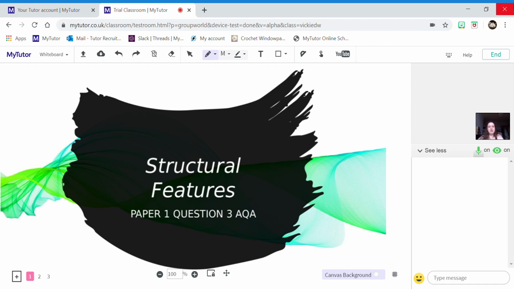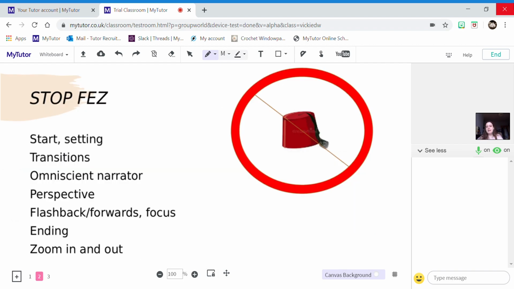Hello, so today I'm going to be talking you through structural features. So this is paper 1 question 3 and I'm going to just be looking at terminology today. So this is my acrostic that I use. It's a little bit rubbish, but it's the best that I could manage with the letters that I had.